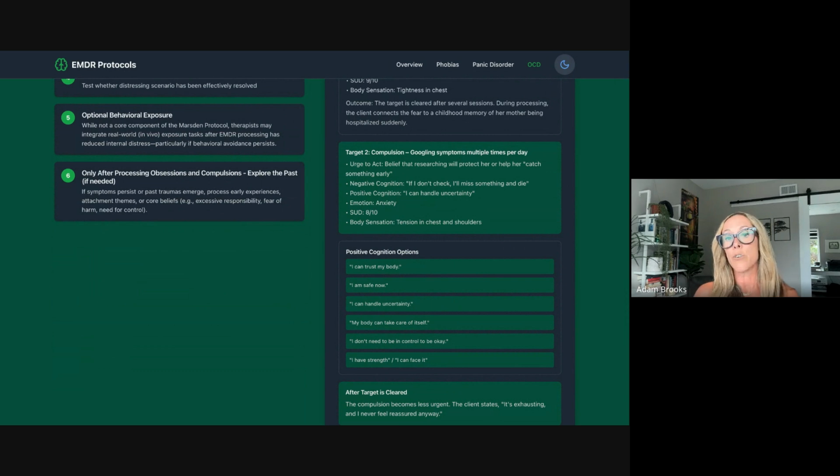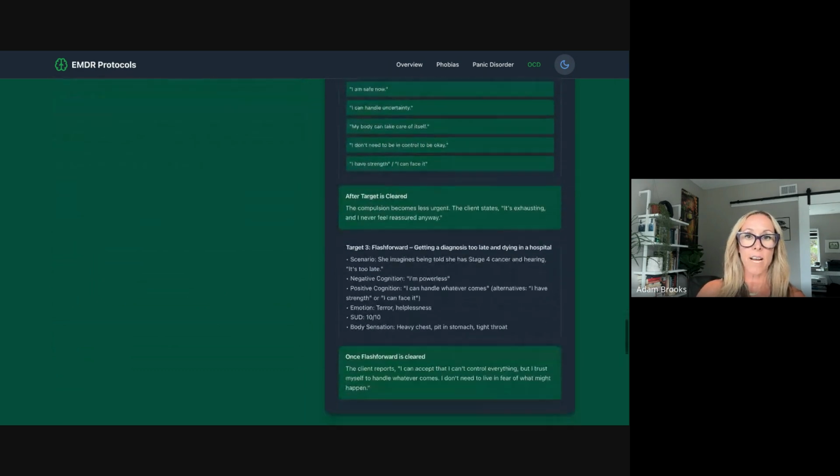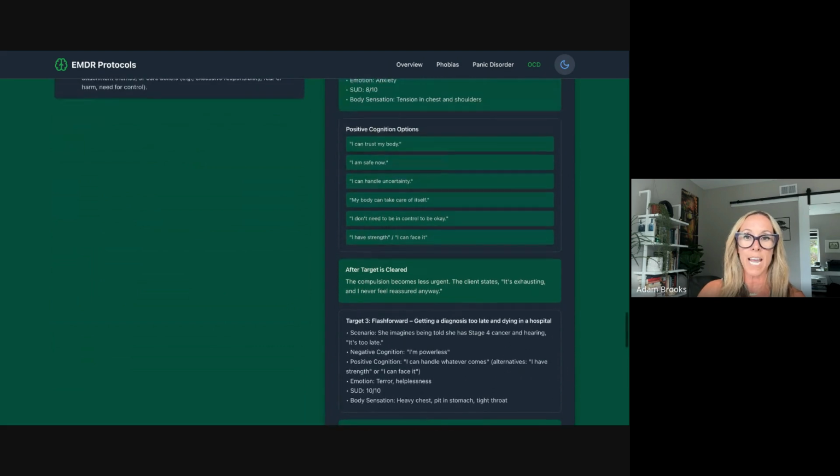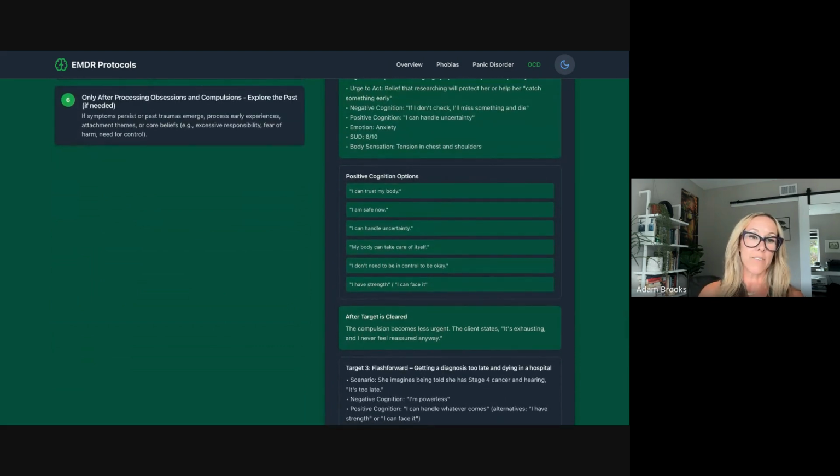And for this one in particular, here are the handful of options for positive cognitions. It's, I can trust my body. I am safe now. I can handle uncertainty. My body can take care of itself. I don't need to be in control to be okay. I have strength and I can face it.